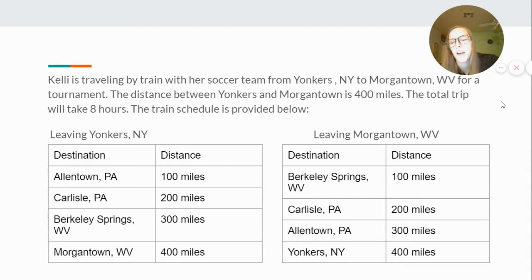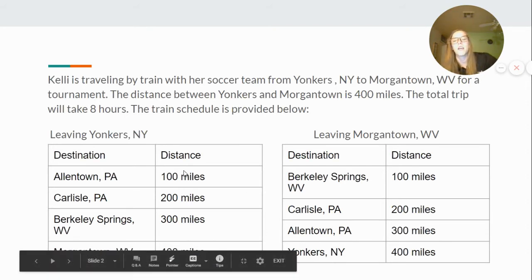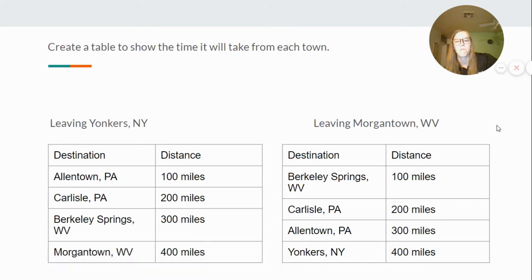So on the left side we have leaving Yonkers on the way there. The right side we have leaving Morgantown on the way back. And so we list 4 towns and the distance between each town. Okay? So we want to create a table to show the time it will take from each town.